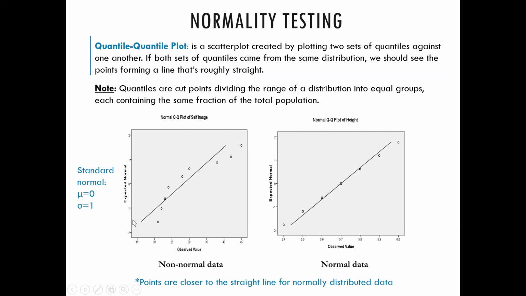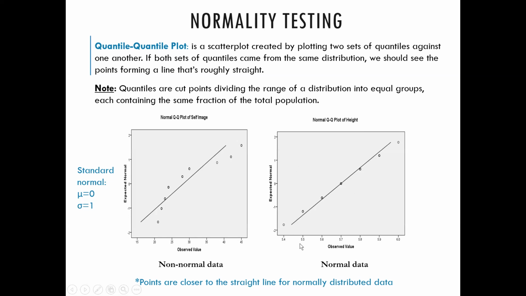Here on the y-axis, we have the expected normal, okay? So remember, in a standard normal distribution, there's a mean of 0 and a standard deviation of 1. So we're going to plot our observed values against that expected normal. And you can see here that our observed values don't really fall along that line. And so we conclude that we have non-normal data.